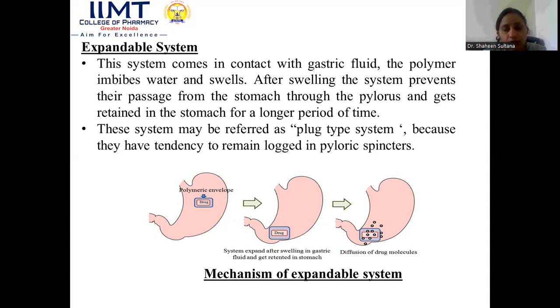When they swell, their size will increase. That prevents the passage from the stomach through the pylorus, and they get retained in the stomach for a long period of time. It can be made clear from the diagram. You can see here the dosage form.